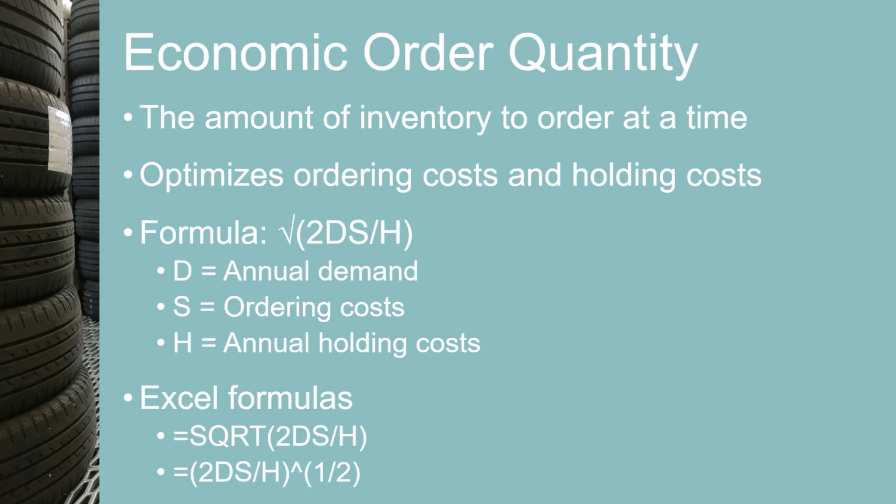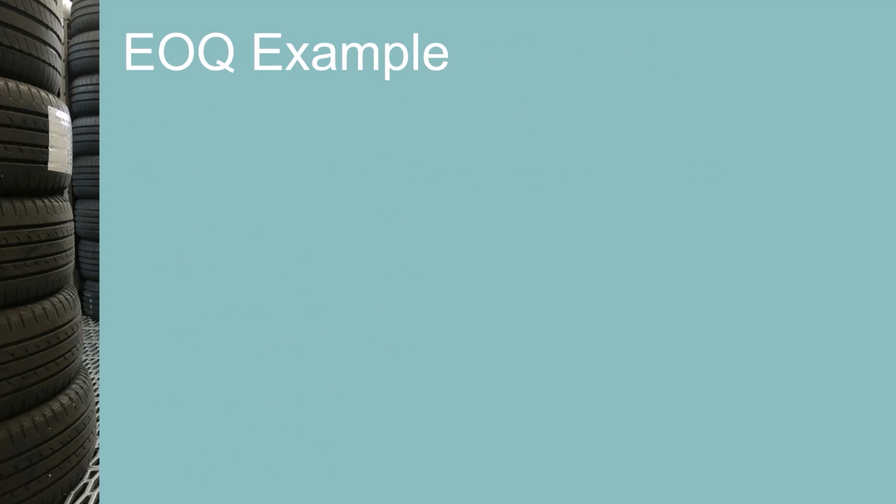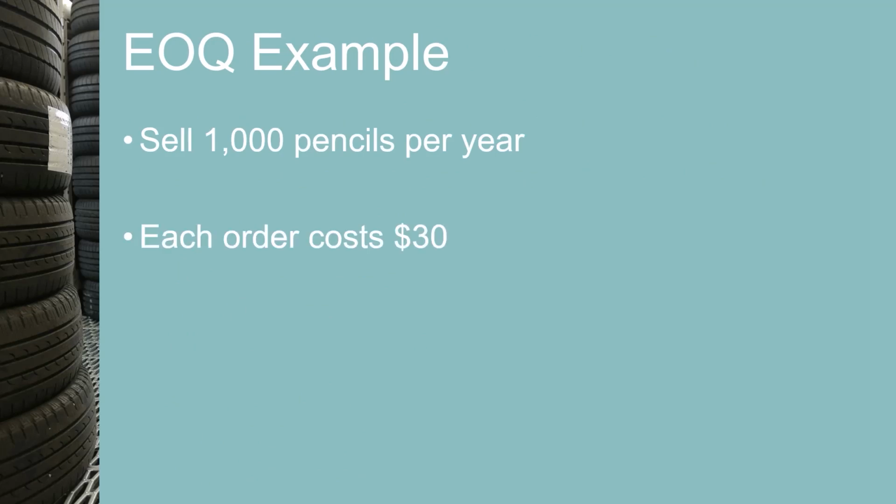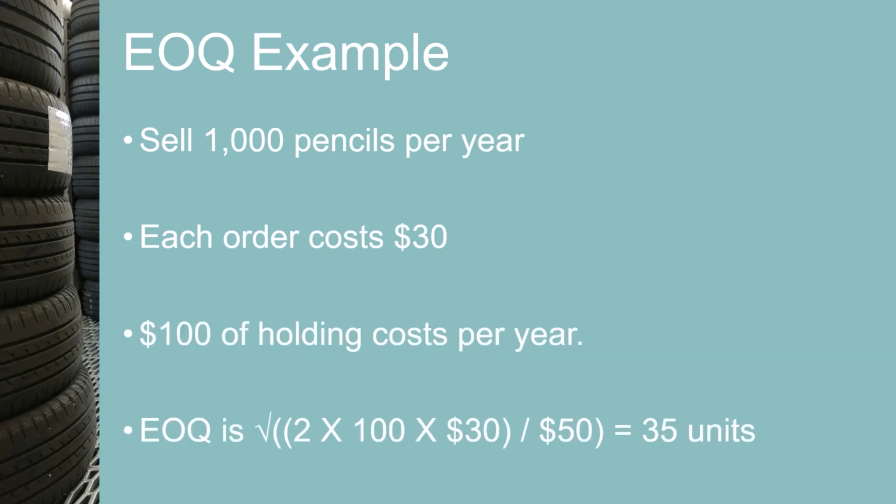Most finance types do all their calculations in Excel, in which case you can use one of the following formulas: equals the square root of 2DS divided by H, or 2DS divided by H raised to the 1 half. Imagine that I run an incredibly lucrative pencil company. I sell 1,000 pencils each year. Each order costs $30. I bear $100 of holding costs per year. My EOQ is the square root of 2 times 100 times $30 divided by $50, which equals 35 units rounded.